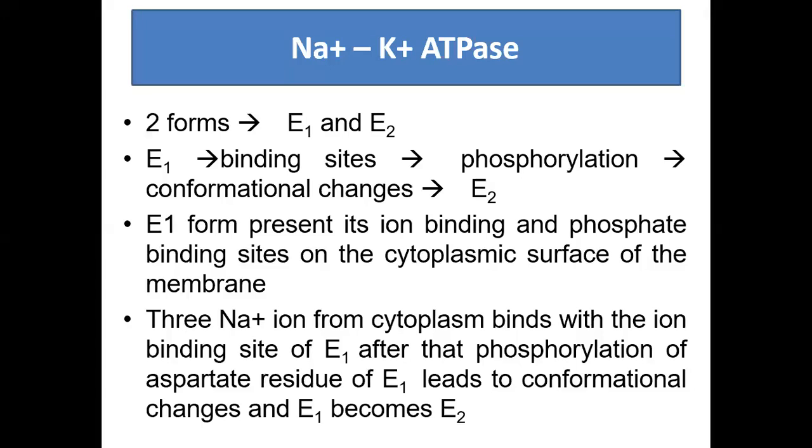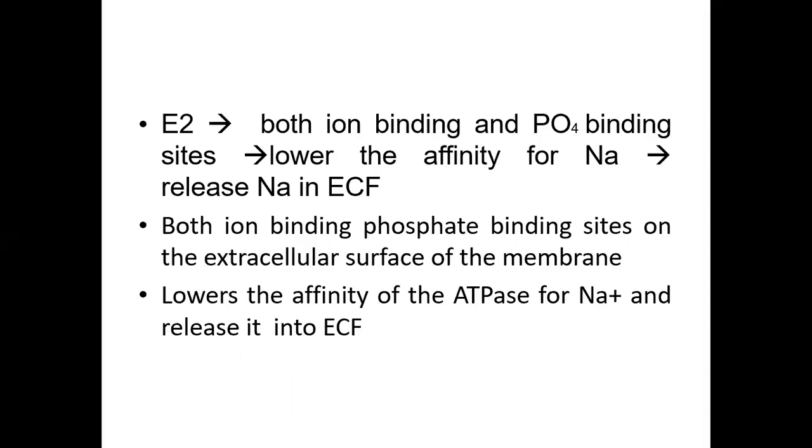Now discussing the pump in further detail, it has 2 forms, E1 and E2 form. Okay, when it's in E1 form, you will have its ion binding site and phosphate binding site on the inside of the cell, on the cytoplasmic surface of the membrane. Okay, and on this ion binding site, which ions will bind? The sodium ions on the inside of the cell will bind to these ion binding sites. Okay, and after that, with the help of ATP, phosphorylation will take place and a conformational change will take place, and E1 will be converted into E2 form.